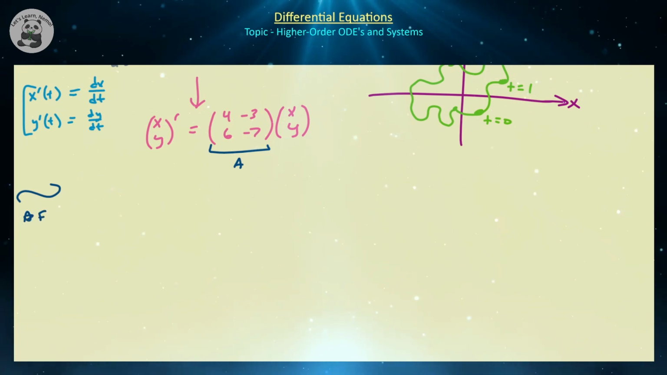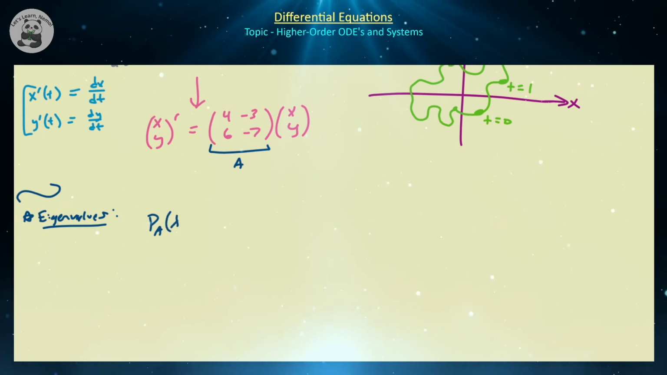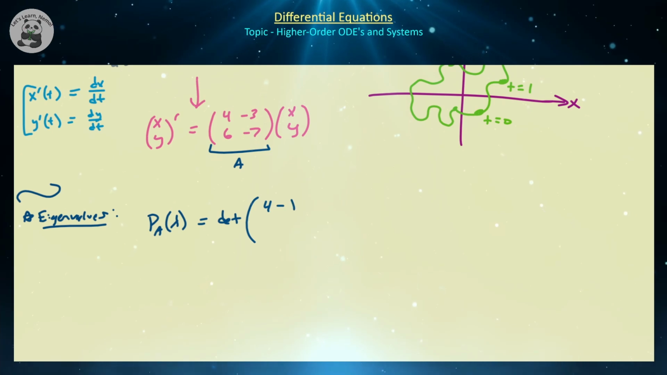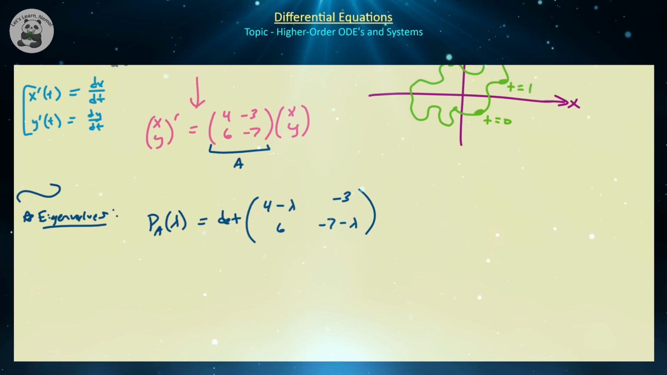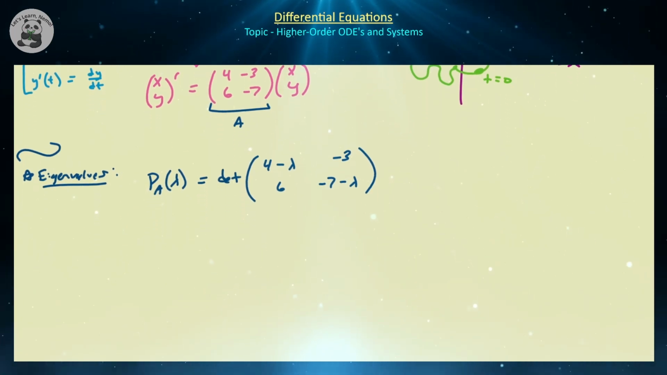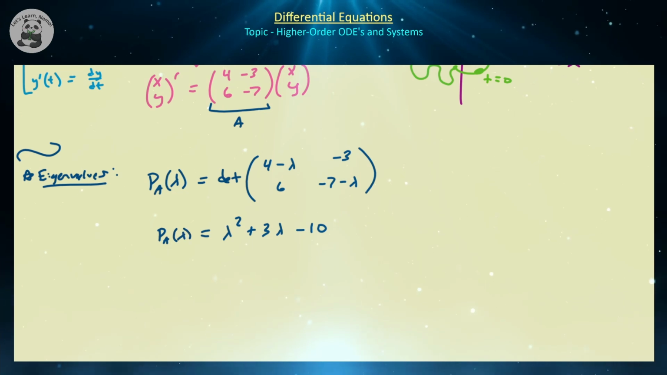So let's start off by finding our eigenvalues. To find our eigenvalues, we need our characteristic polynomial, which is found by taking the determinant of A minus lambda I, which in this case is the matrix [4 minus lambda, -3; 6, -7 minus lambda], and setting that equal to 0. Using ad minus bc for our 2 by 2 formula, that gives us lambda squared plus 3 lambda minus 10 once you combine like terms.